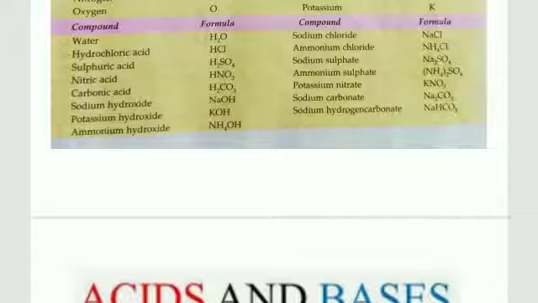Sodium sulfate, salt, Na2SO4. Ammonium sulfate, (NH4)2SO4. You have studied how to make formulas in chapter 3, I think. Potassium nitrate, KNO3, sodium carbonate, Na2CO3, these are all salts. Sodium hydrogen carbonate, NaHCO3.